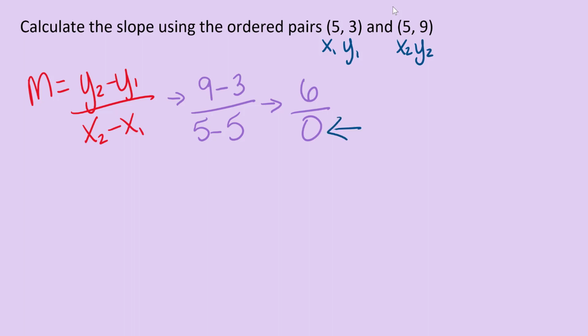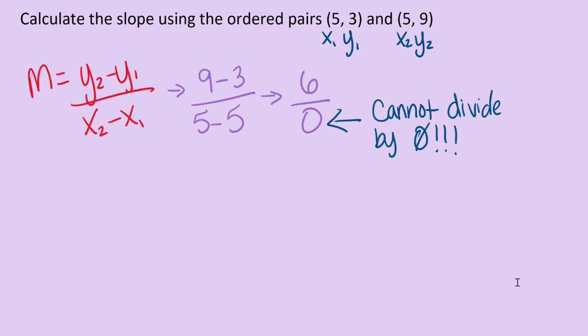We cannot divide by 0. It is against the rules of math to divide by 0. So what does this mean? If we have 0 in our denominator, it means that our slope is undefined. It does not mean that our slope is 0. That's something different. It means our slope is undefined.